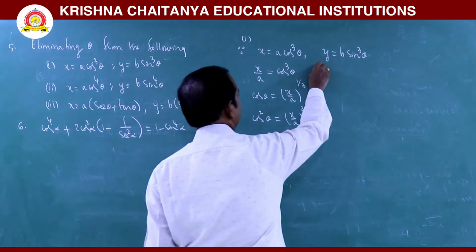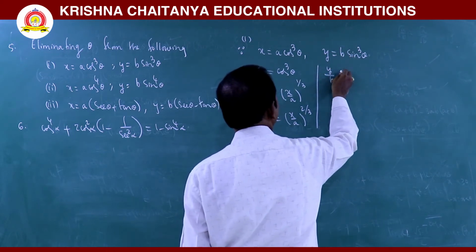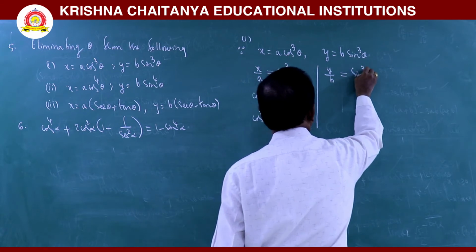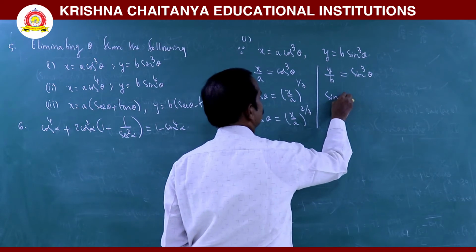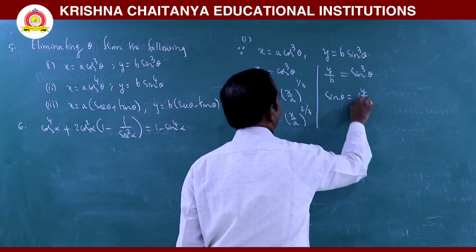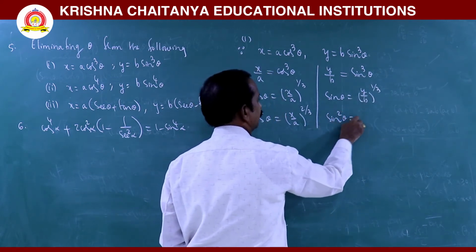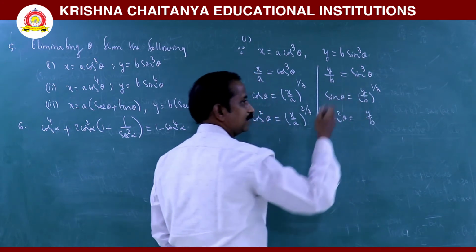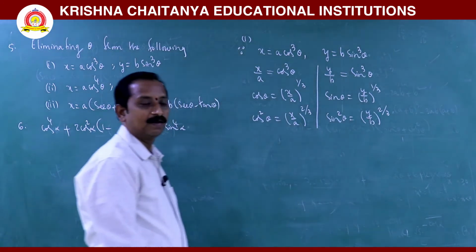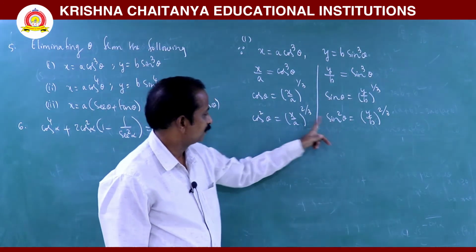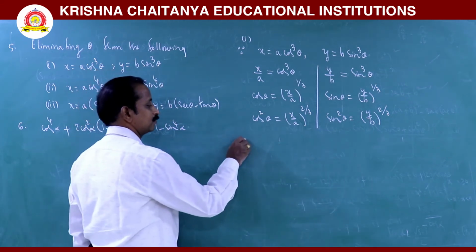In a similar manner, dividing by b, from the second equation we get y by b, which is sin cube theta. So sin theta is (y by b) to the power of 1 by 3. What is sin square theta from this? ((y by b) to the power of 1 by 3) whole square, which means (y by b) to the power of 2 by 3. Now, from the identity, sin square theta plus cos square theta is equal to 1.